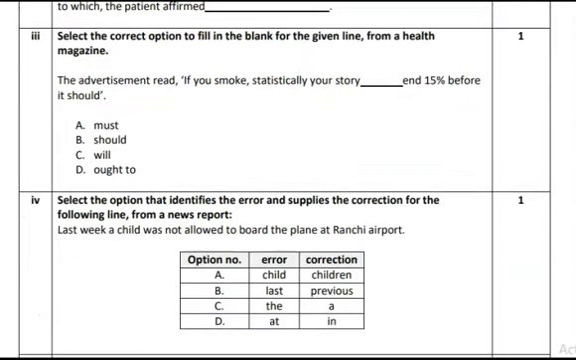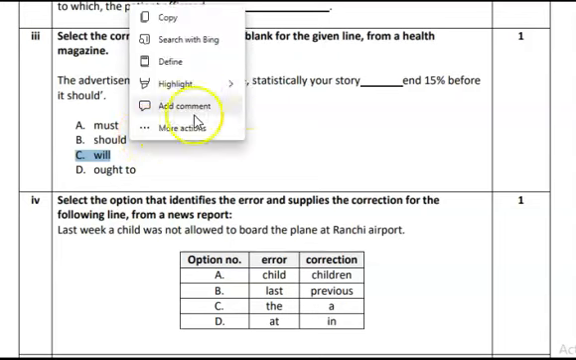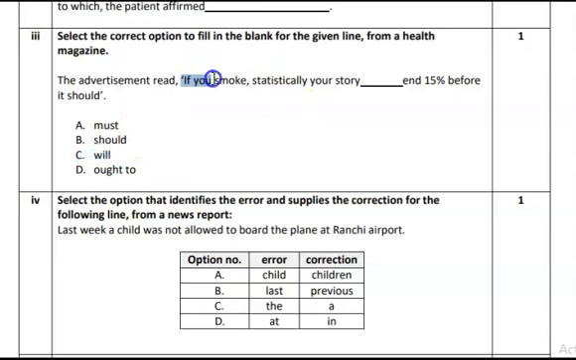Now look at question number 3. The advertisement read: if you smoke, statistically your story, blank space, end 15% before it should. The answer will be C. Why will the answer be C? The reason is, your clue word is here. If you smoke is, number 1, a conditional clause.